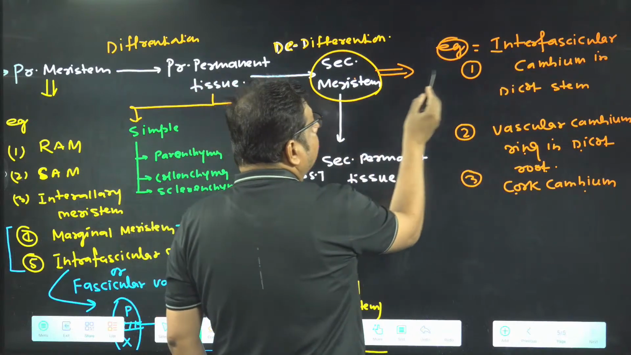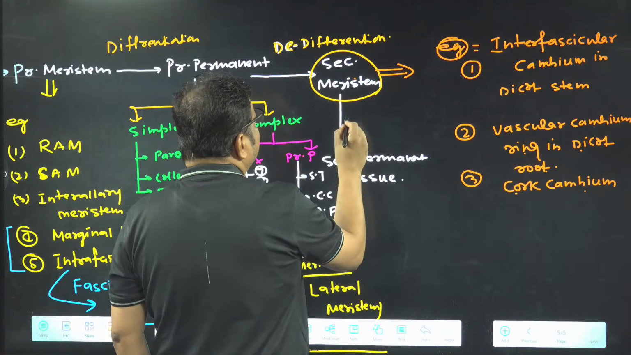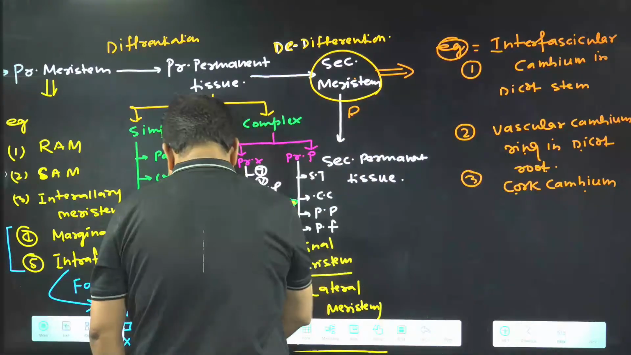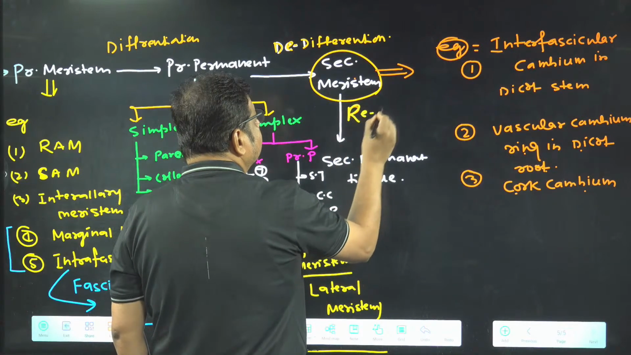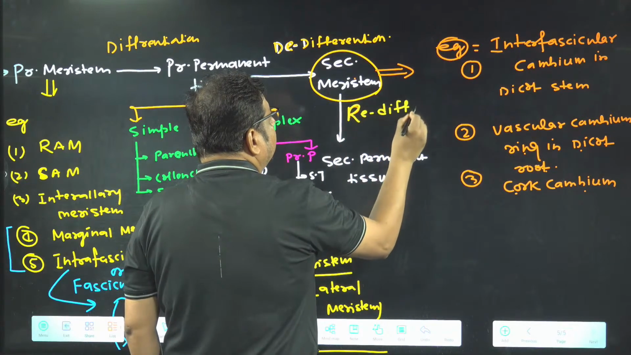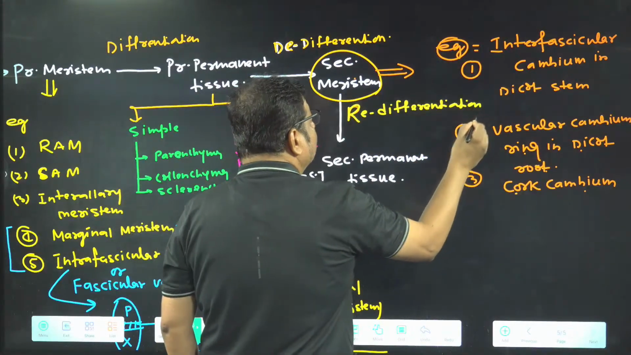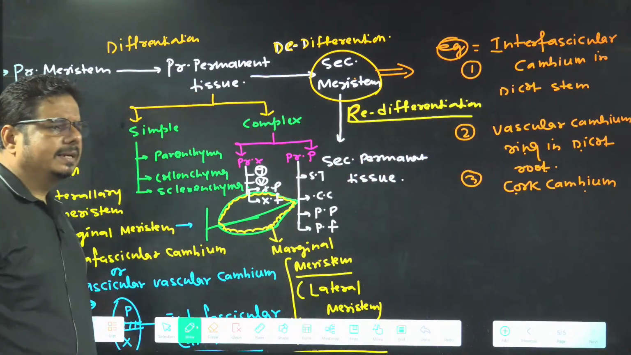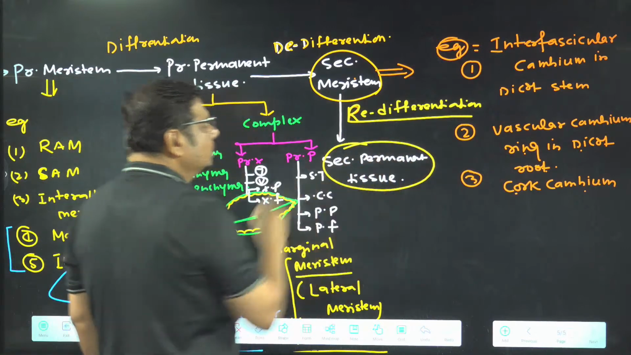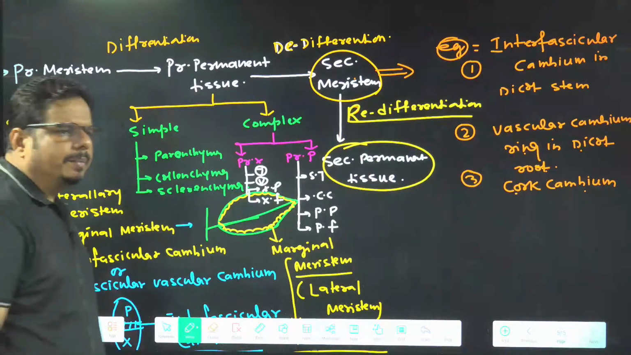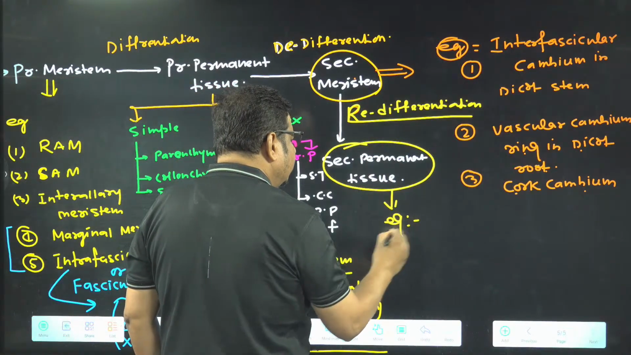means when these secondary meristem undergo which process? Redifferentiation. When they undergo redifferentiation, they are going to form which one? Secondary permanent tissue. And what is the example of secondary permanent tissue?